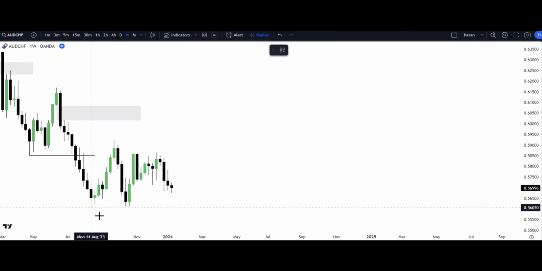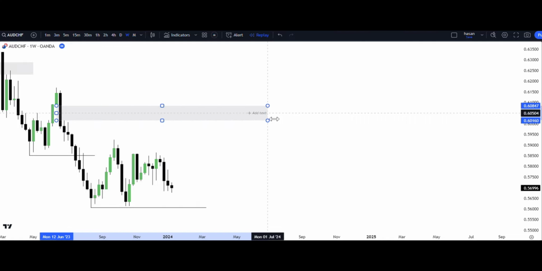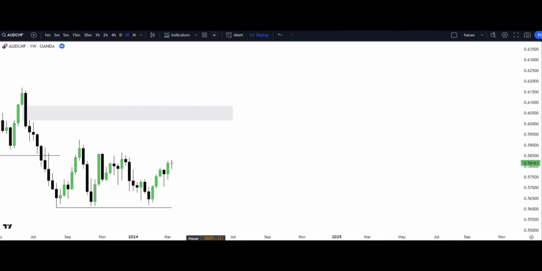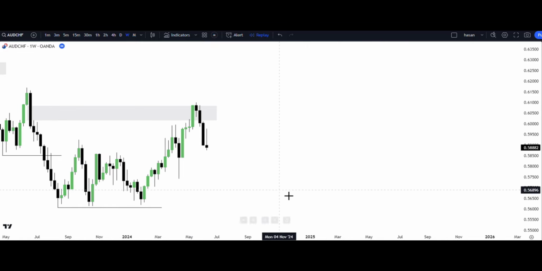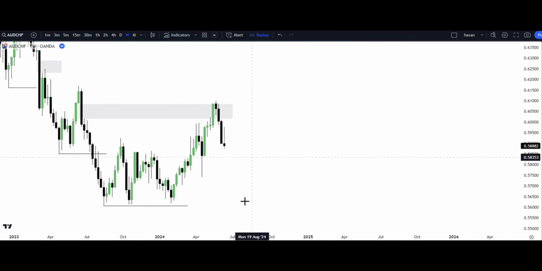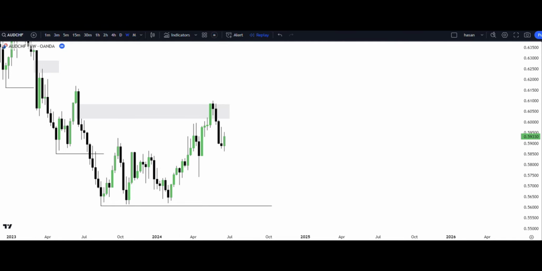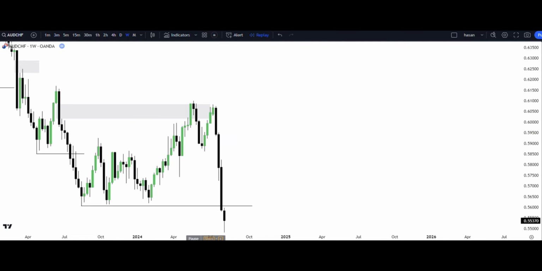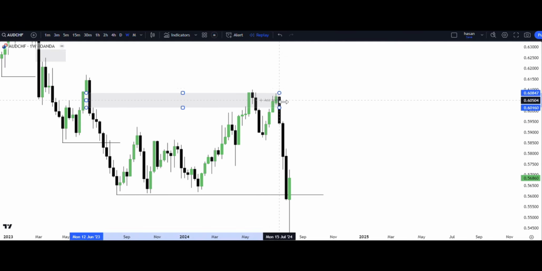New lows have been formed here, a new external range. I want to see price tapping this internal range and heading towards the external. Internal range has been tapped. Now expect price to push towards external range here. Internal range to external lows taken right here.